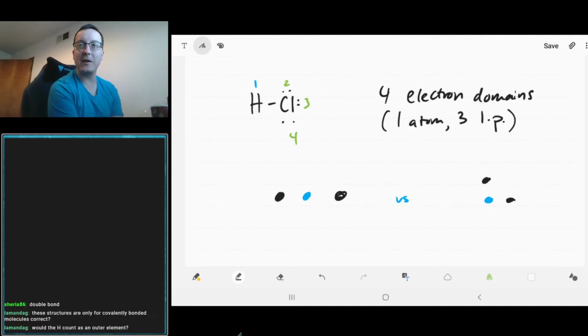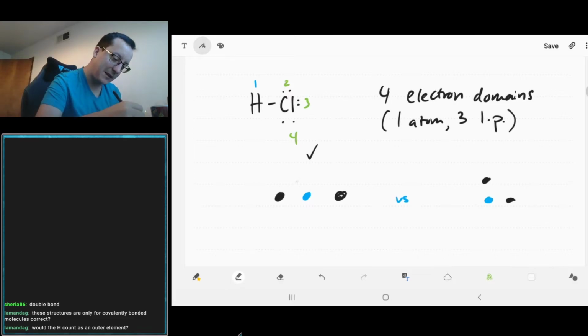So, assuming that these black dots are the outer electron domains, which one of these do we think is going to be better for the atoms? If the black dots want to be as far away from each other as possible, we're going to see that there is a particular geometry they will undergo. And so we can see here, obviously it's this case, right? To be as far apart as possible from each other, they'll be on opposite sides of the blue dot. The blue dot would be our central atom.